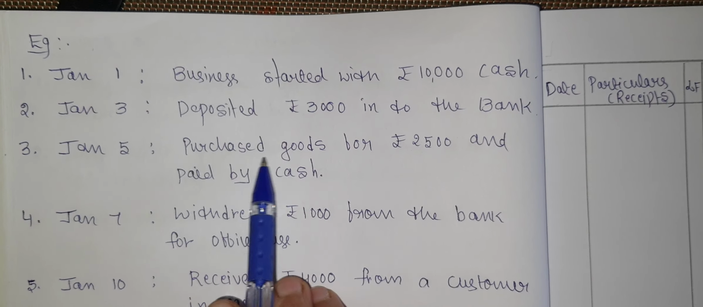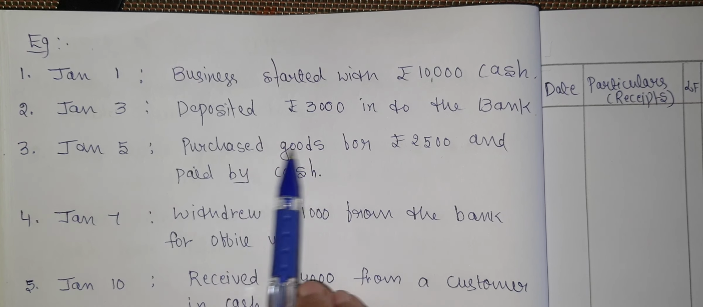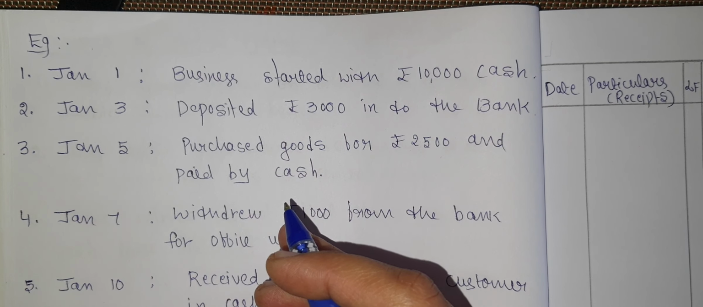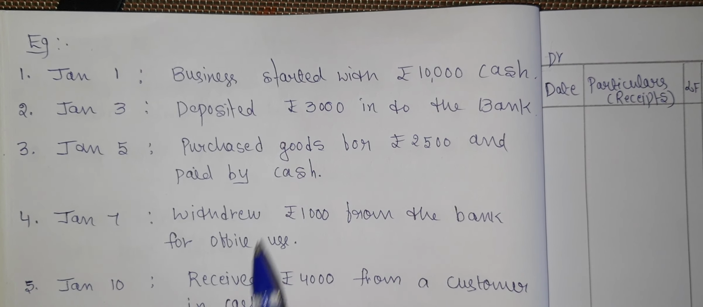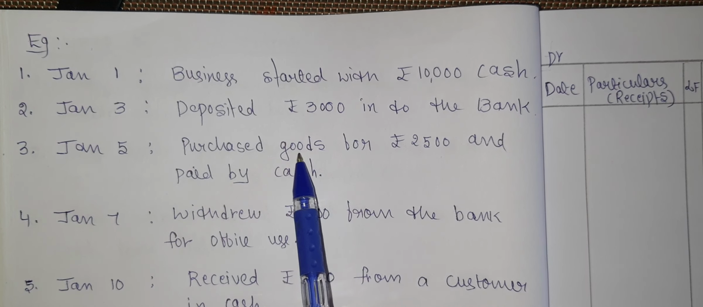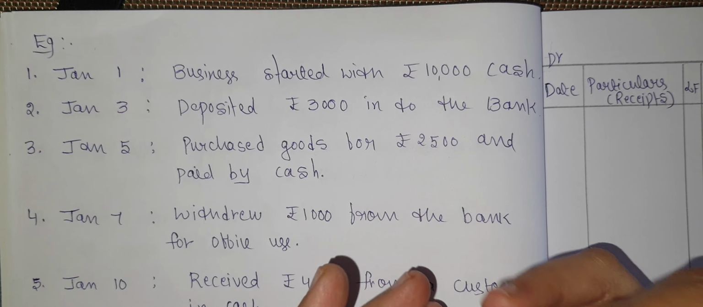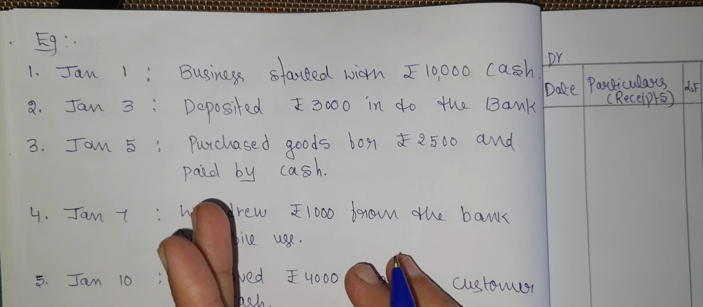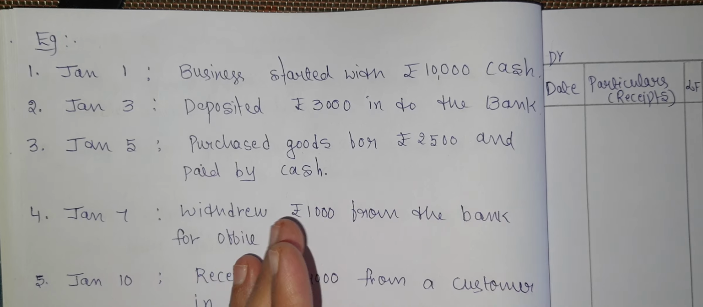And Jan 5th, purchased goods for rupees 2,500 and paid by cash. For purchasing the goods, we have to pay the cash, so it will come under payment side or credit side. Here we write purchase account, because they mentioned goods. They have not mentioned furniture or machinery. If it were furniture or machinery, we would write furniture account debtor to cash account. But here they specified only goods, so we write purchase account debtor to cash account.